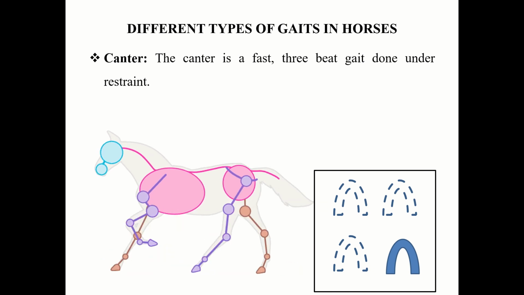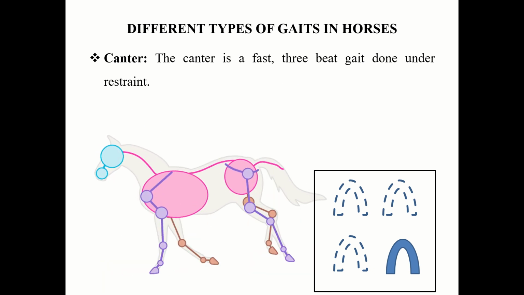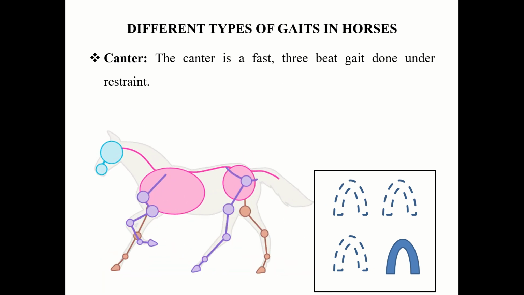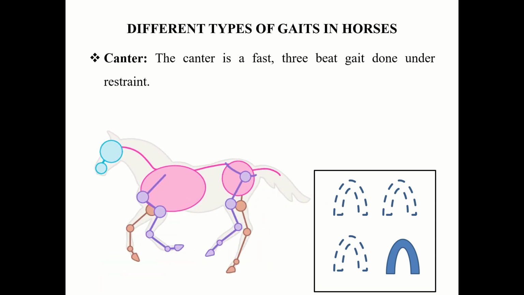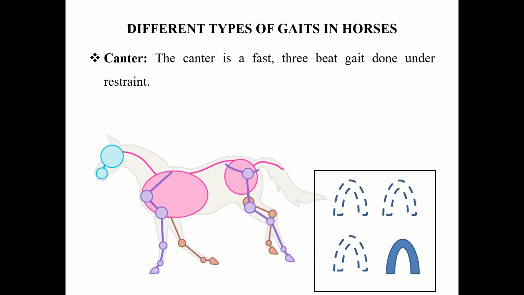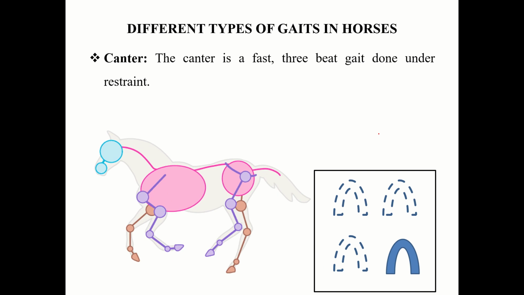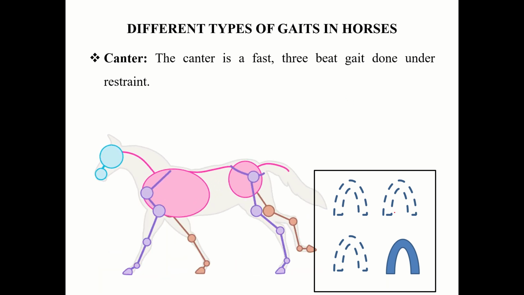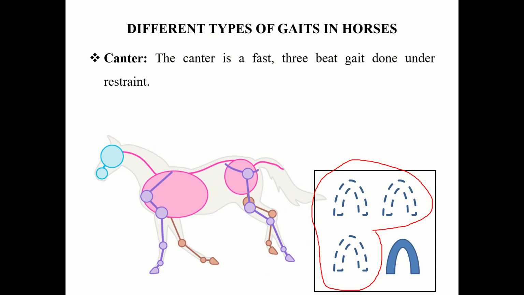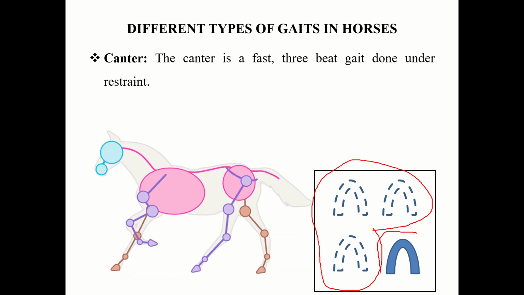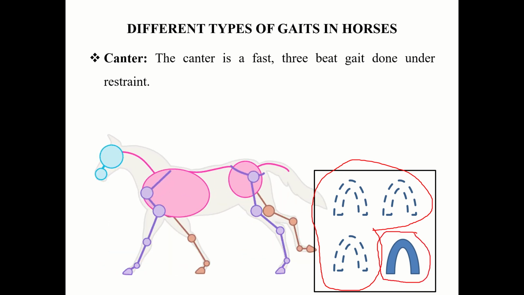Similarly, another gait is the canter. The canter is a faster, 3-beat gait which can be done under restraining. Here what happens is that three legs will be on the ground while one leg will be in the air at a particular time period.